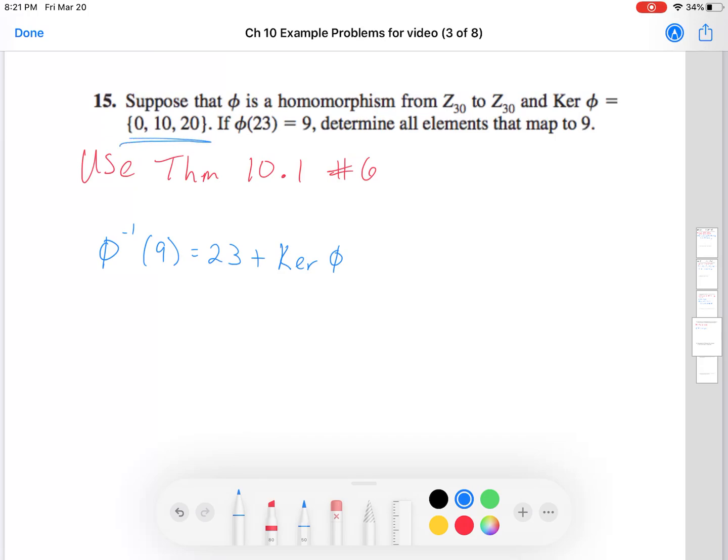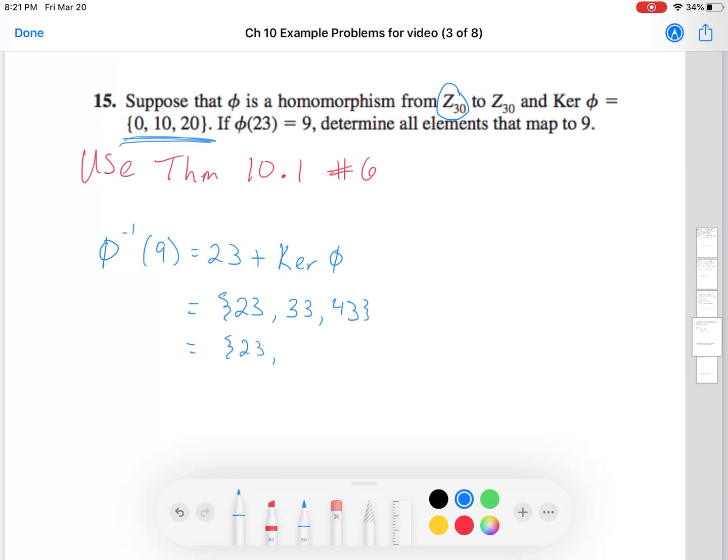Well, the kernel of phi is 0, 10, and 20, so this would be the set: 23 plus 0 is 23, 23 plus 10 is 33, and 23 plus 20 is 43. Only we are working with Z30 here, is what we've mapped. We are talking about this Z30 here, and so we want to take it mod 30.